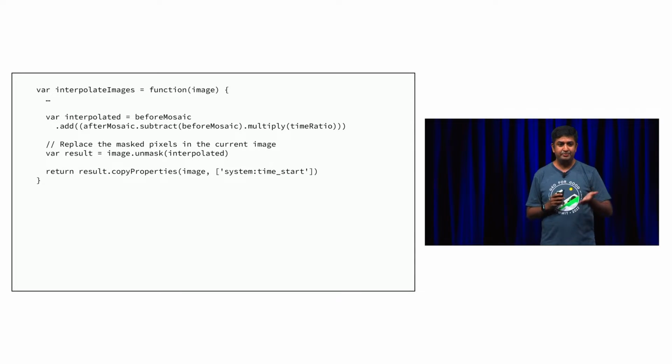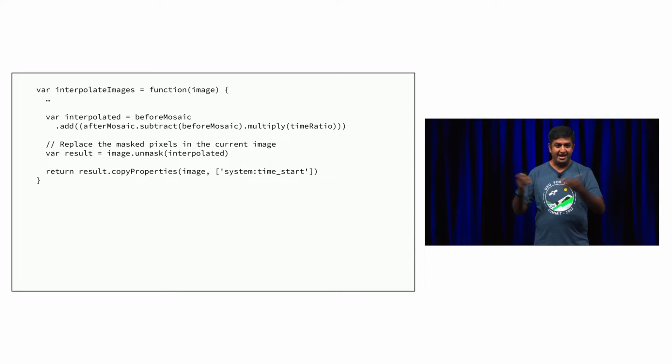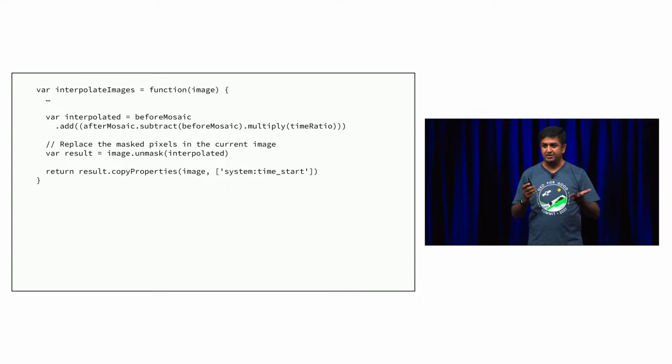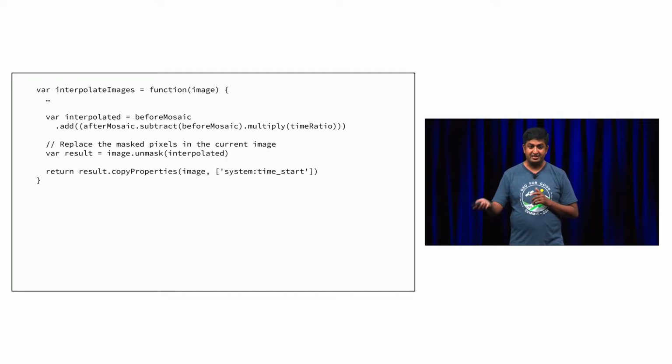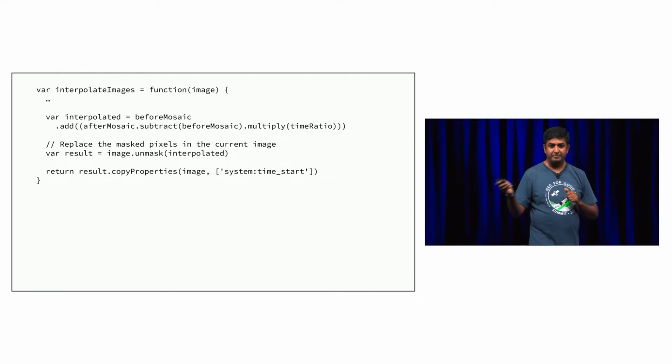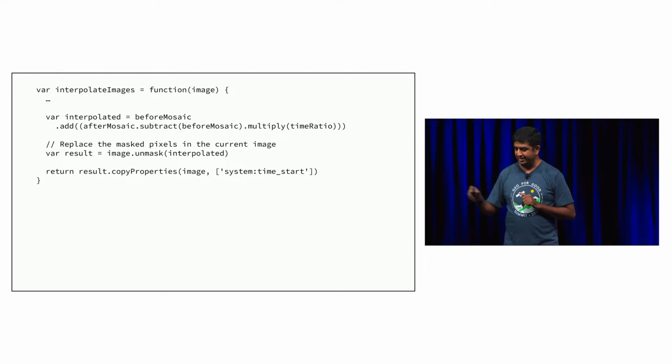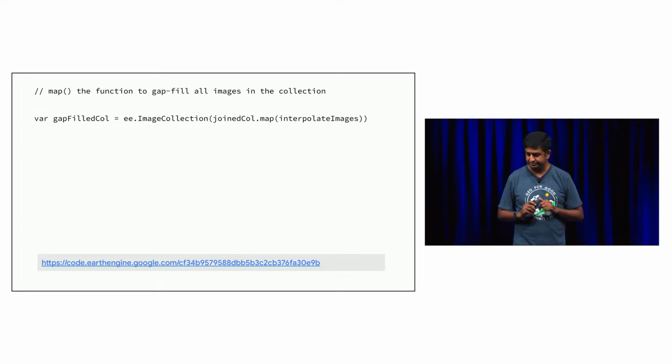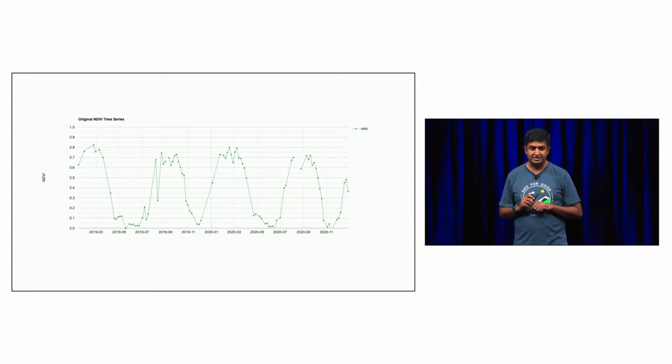We're not just saying return interpolated. If it just says return interpolated, it's going to get the entire image that was interpolated. We don't want that. We don't want to touch those pixels. We just want to fill the gaps. Right? So that's the unmask function. The unmask function will replace the mask with the items in the interpolated image. And this is what it looks like.